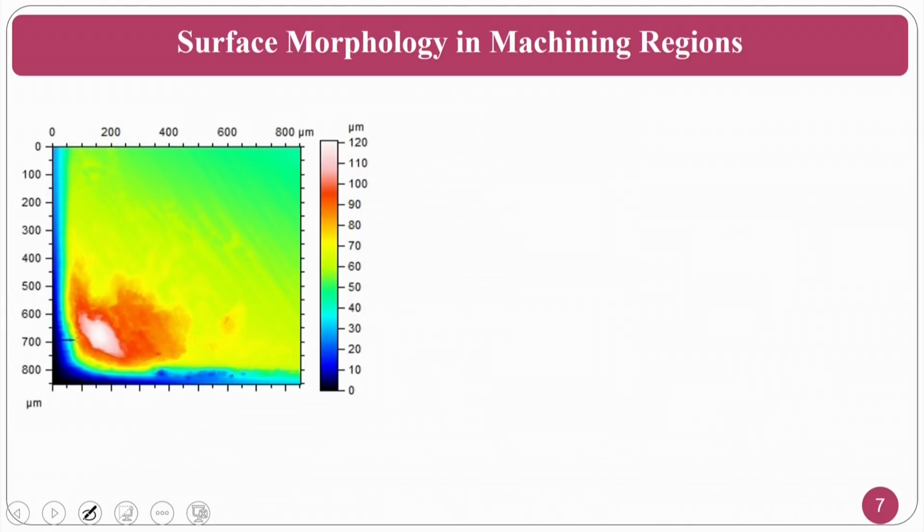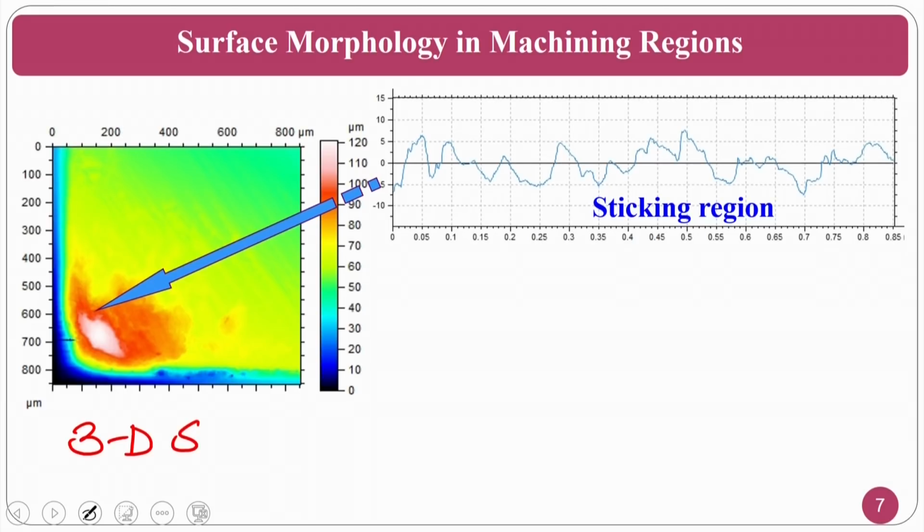Now we will see the surface morphology, because the surface morphology plays a major role. Surface morphology means how the surface looks. That is called surface morphology. Surface morphology includes surface roughness. So coming to the sticking region, if you see the surface, it is completely rough. This one is a 3D surface roughness profile, and this is a 2D surface profile.